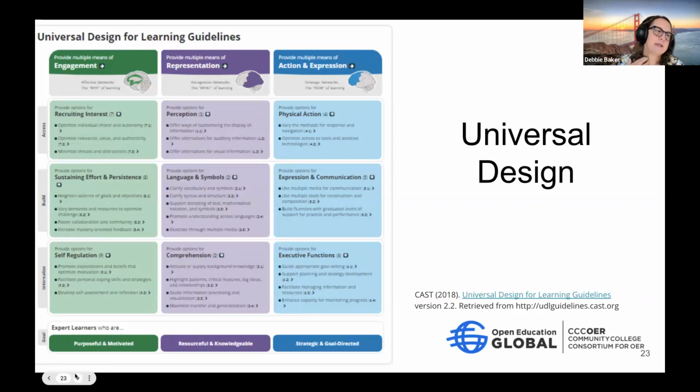But there is a wealth of things here within universal design that open education really provides opportunities to make possible. Go ahead and go to the next slide, Una.